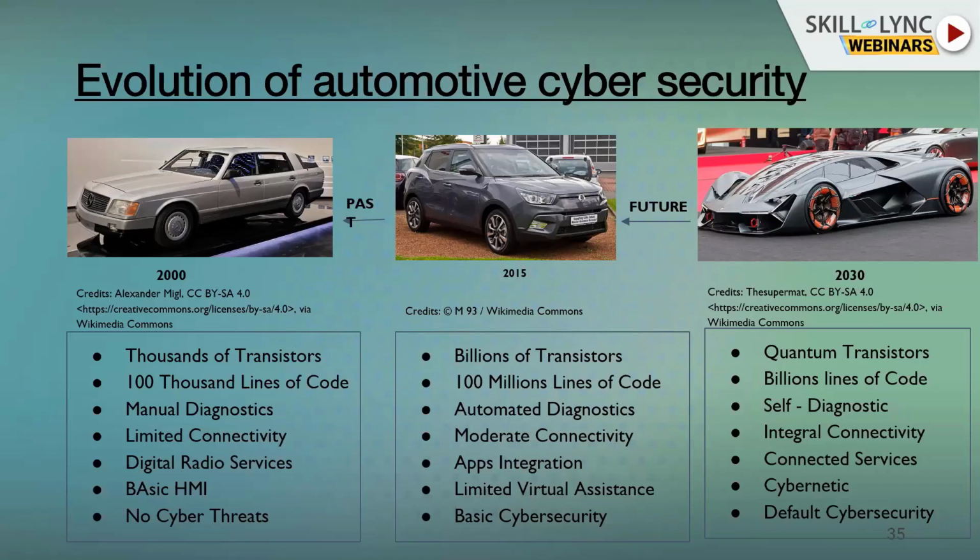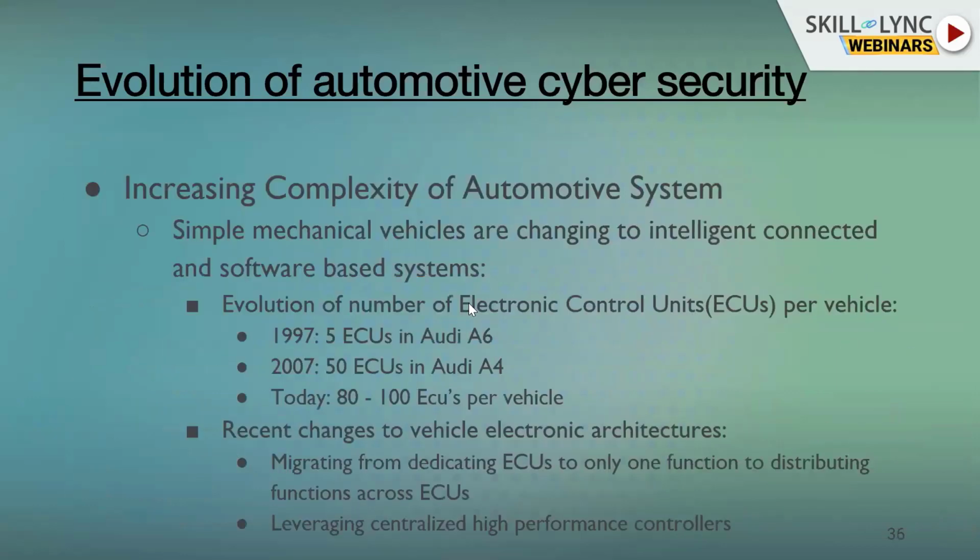In terms of timeline, if you see this evolution, there is an increasing complexity of automotive systems: simple mechanical vehicles are changing into intelligent, connected, software-based systems. Previously it was a simple system, now it is becoming more and more complex. The number of ECUs, electronic control units, per vehicle is increasing. In 1997, it was just 5 ECUs in the Audi A6. In 2007, it was 50 ECUs in the Audi A4, and today it is 80 to 100 ECUs per vehicle.